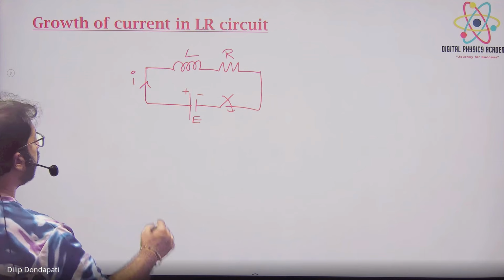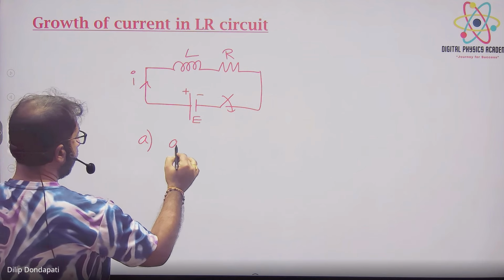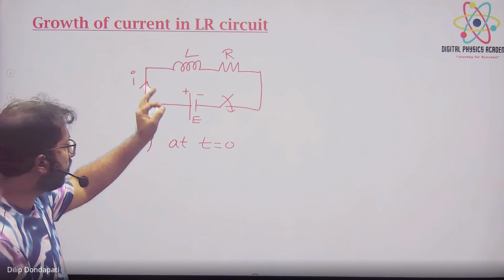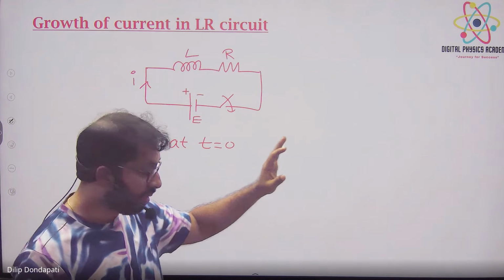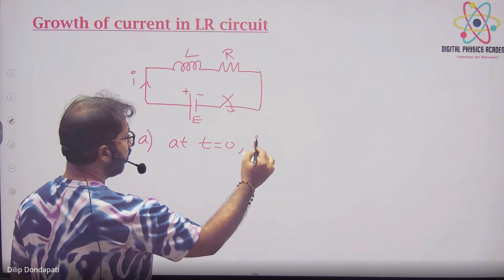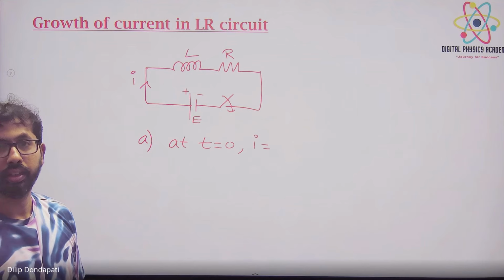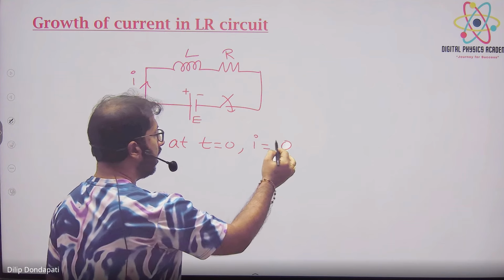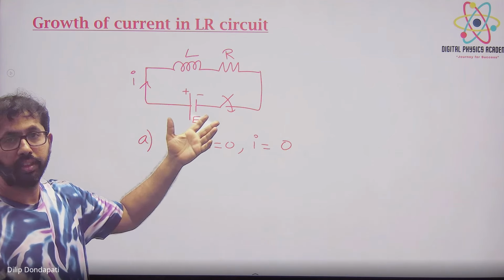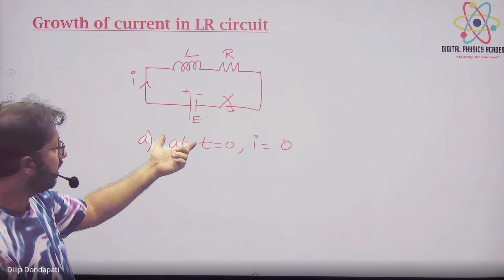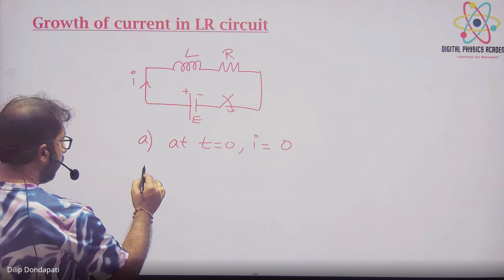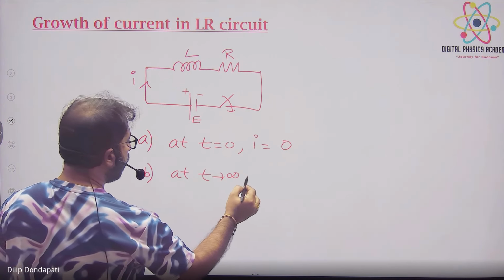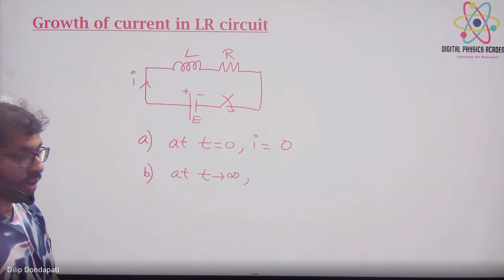Now we will study this in 3 conditions. One is at t equal to 0, the instant when you switch on. At that time, the current is 0, because the inductor does not allow the current to rise suddenly. This is called the instant time. Now suppose at t equal to infinity, a very long time has passed. Then what will the current be?